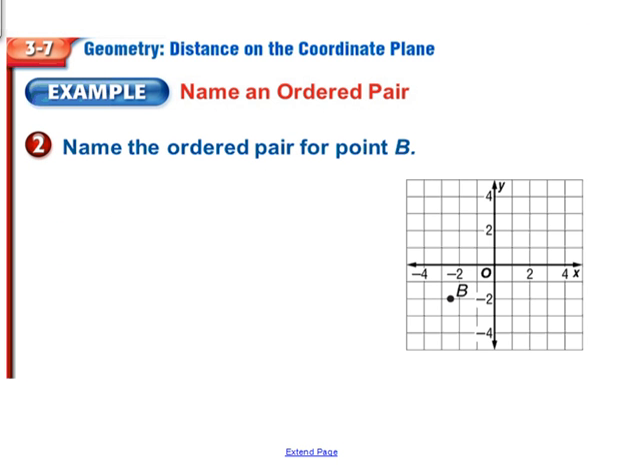Number 8 here, we're going to name that ordered pair for B. So another practice one, but here I'm going 1 unit, 2 units, maybe 2.5. So it's a negative 2 and 1/2. And then I'm going down 1, 2. So it'd be negative 2. So negative 2.5, negative 2 is the ordered pair that corresponds to B.